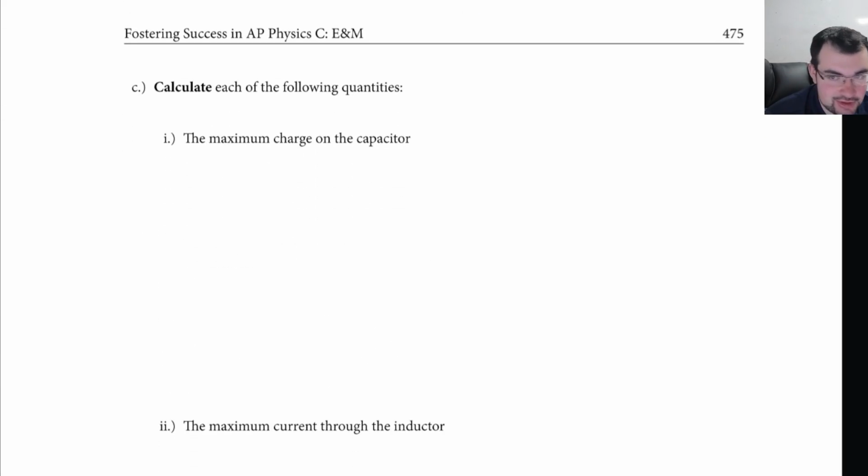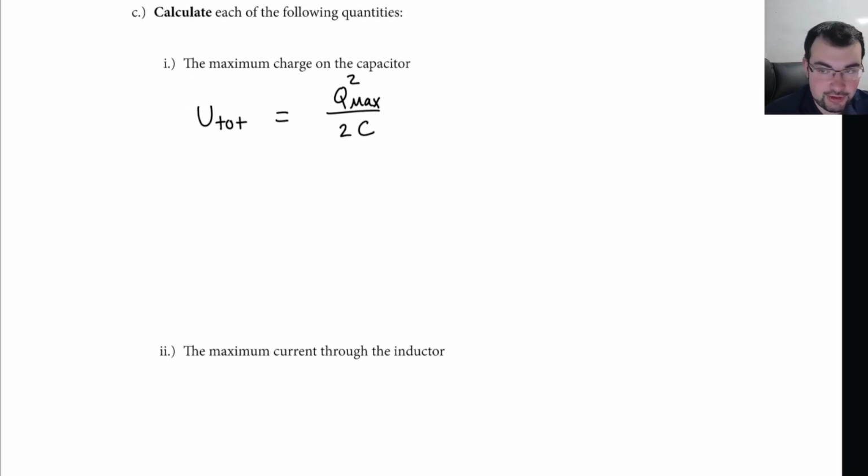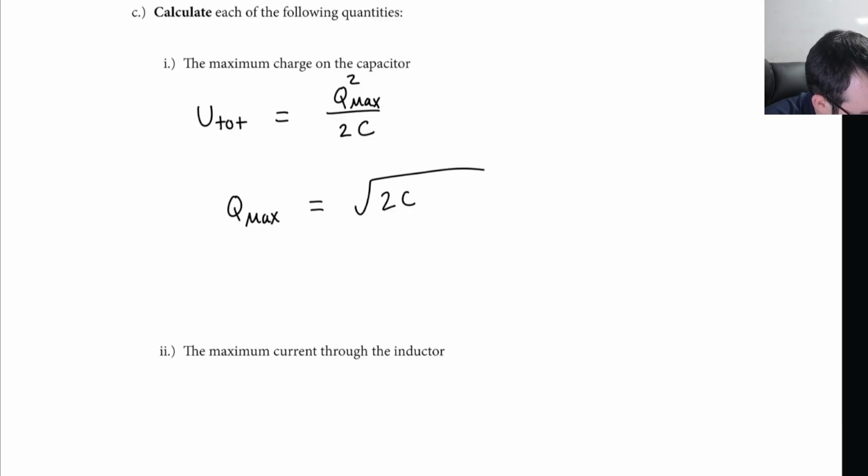All right, let's find the max charge on the capacitor, max current through the inductor, and the frequency of oscillations. So maximum charge, well, when you're at maximum charge, all of your energy is in the form of being stored in the electric field. So we can just set all of our stored energy equal to the energy stored in the electric field. We could do some simple rearranging. Multiply everybody by 2C and then take a square root. So Q max would be the square root of 2 times C times U total.